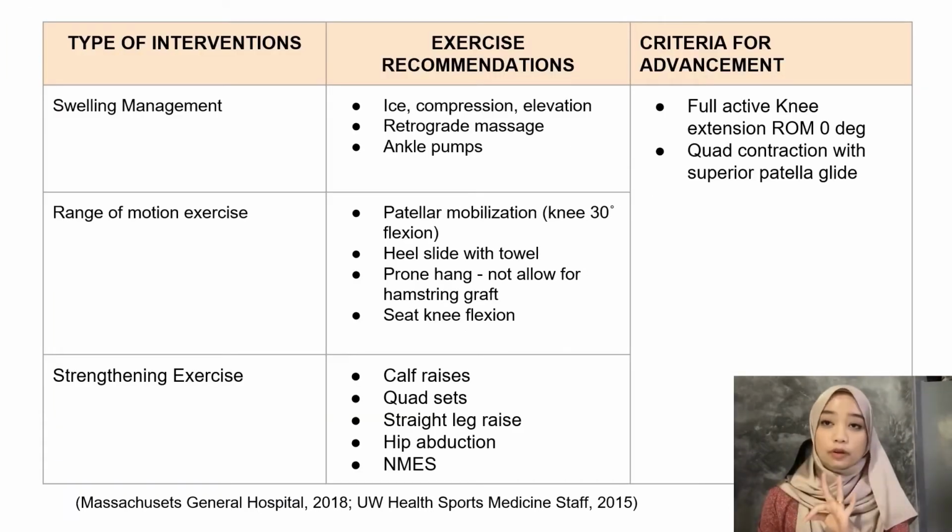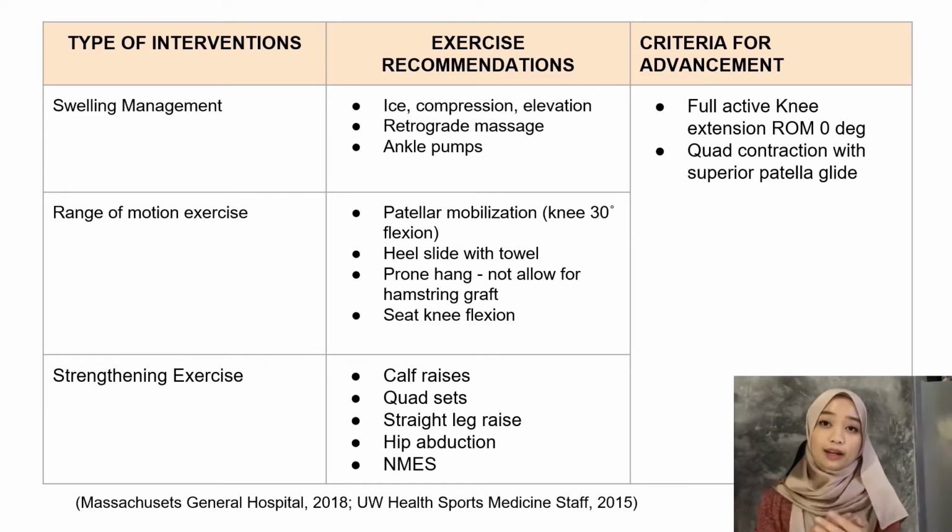There are three types of intervention for the first and second weeks, which are swelling management, range of motion exercise and strengthening exercise. For swelling management, there is ice, compression or elevation. Next is retrograde massage or ankle pump. For range of motion exercise, first is patella mobilization at knee flexion of 30 degrees. Heel slide with towel, prone hang. This is not allowed for hamstring graft. Sit knee flexion. For strengthening exercise is calf raise, quad set, straight leg raise, hip abduction and MES.